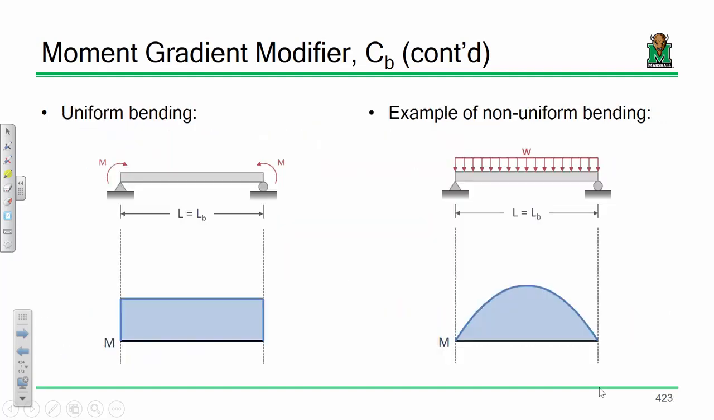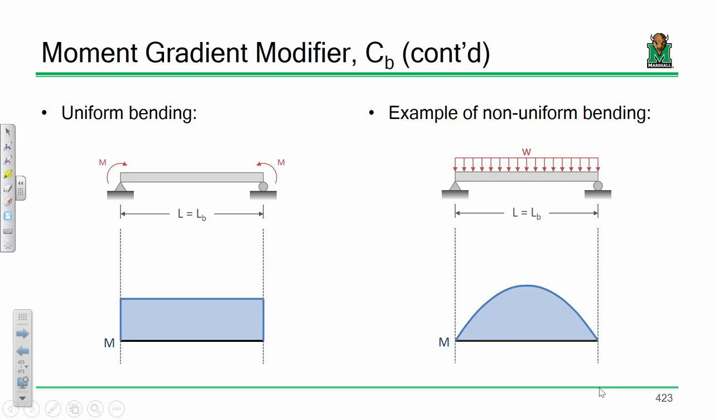We're confident. Okay. Listen. A lot of people, when they first see C sub B, they think it's a safety factor. It is natural to think that, but it's not. Okay? C sub B, again, its purpose is to modify our capacity to account for non-uniform bending.